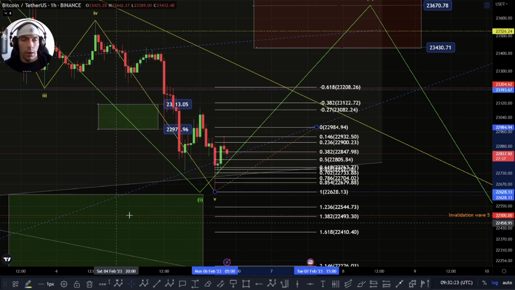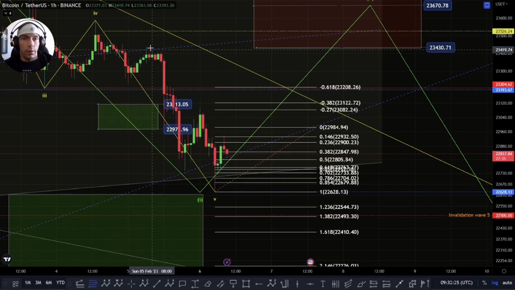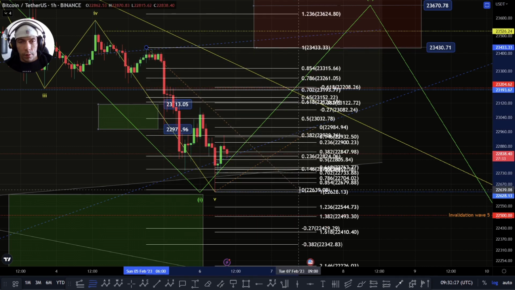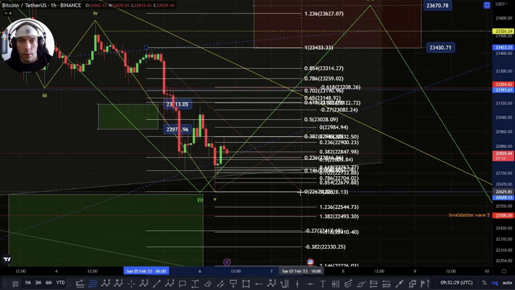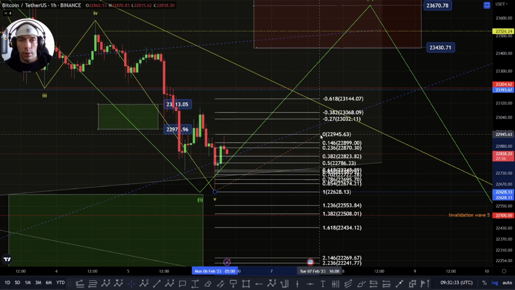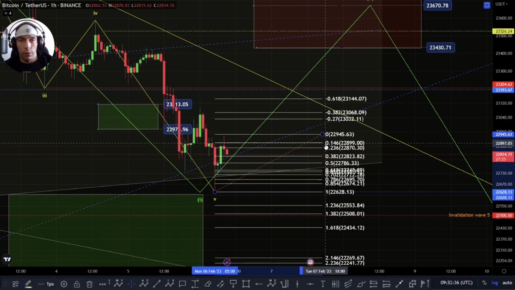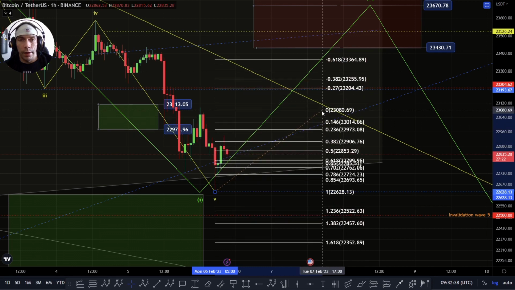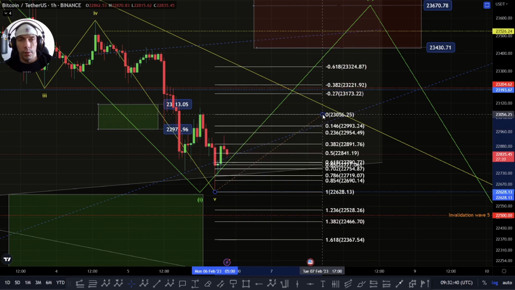So let's have a look here. If we come into this zone here, I'm going to just go from there. 382 is up here. Yeah, okay. So I'm going to go off this area here because that's a 382 retracement. If we do push up slightly higher, it could look to take us to that 50%, which actually lines up with the previous high point here.